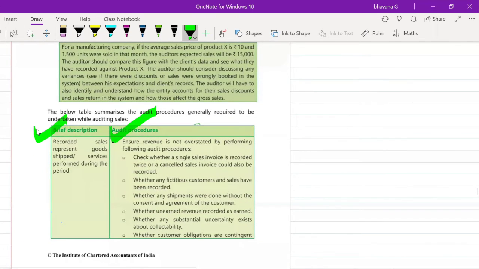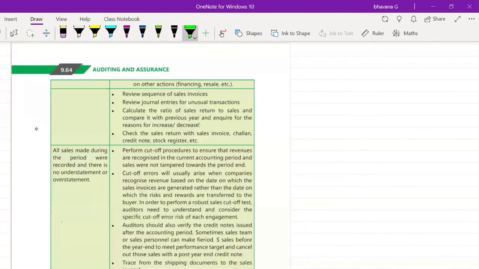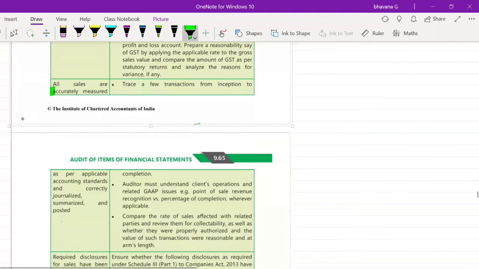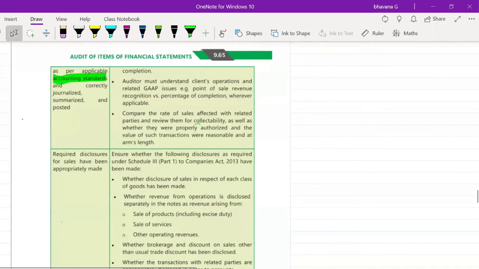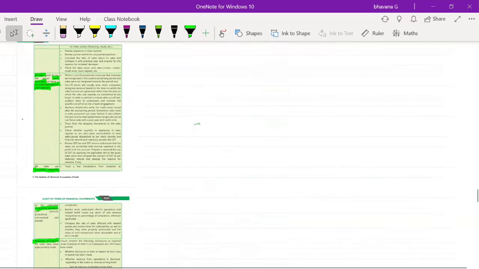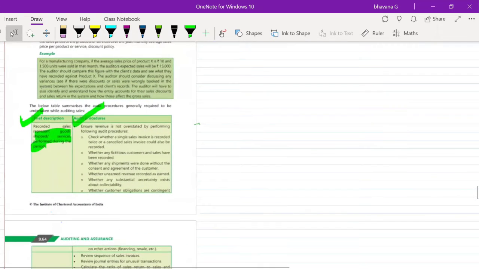See, so recorded sales represent goods shipped or services performed during the period. So during the period only, the sales have been done. Okay, and then all sales made during the period were recorded, and no understatement or overstatement of sales has been made. Then all the sales are accurately measured, as per applicable accounting standards, and correctly journalized, summarized and posted. Then required disclosures related to sales have been made. Okay, so see, this is the brief description. Even if you read it by yourself, you must be able to understand that chapter. So I'm trying to tell you this.